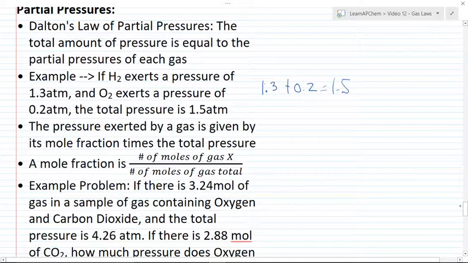Alright, partial pressures. This one's a little more tricky, but I find that with practice it actually becomes very easy to do, in that the sum of our pressures equals the pressure of 1, pressure 2, pressure 3, and so on.